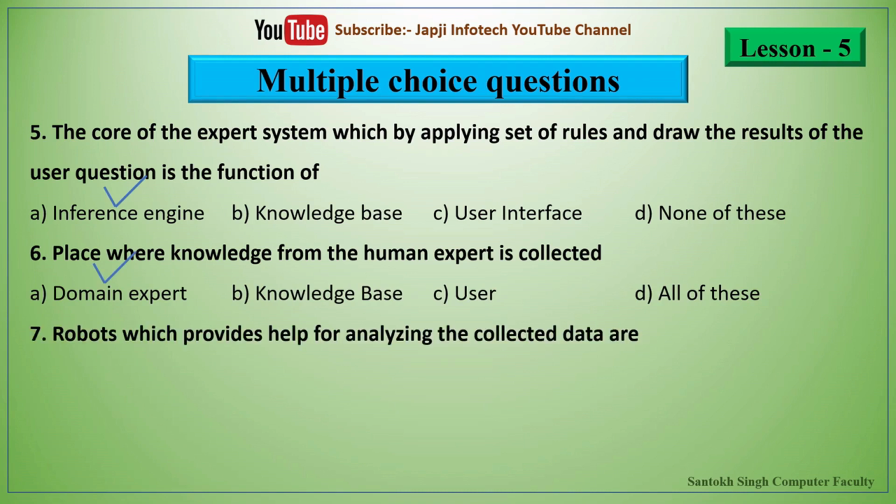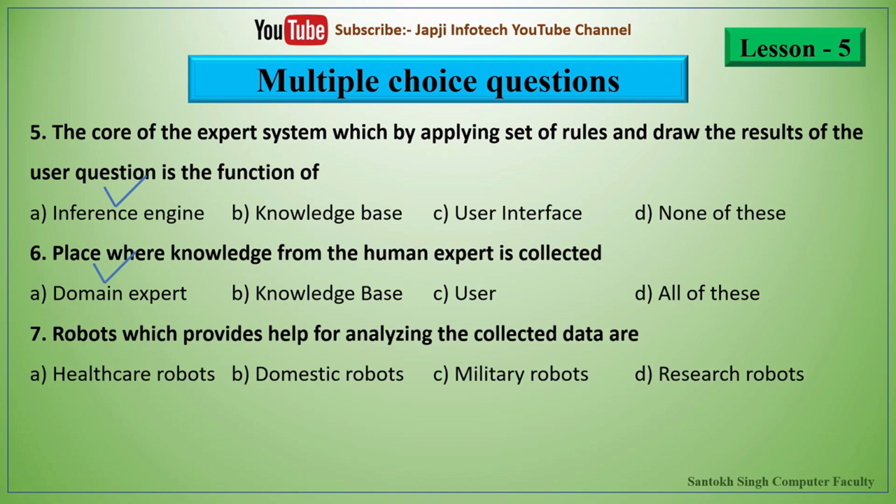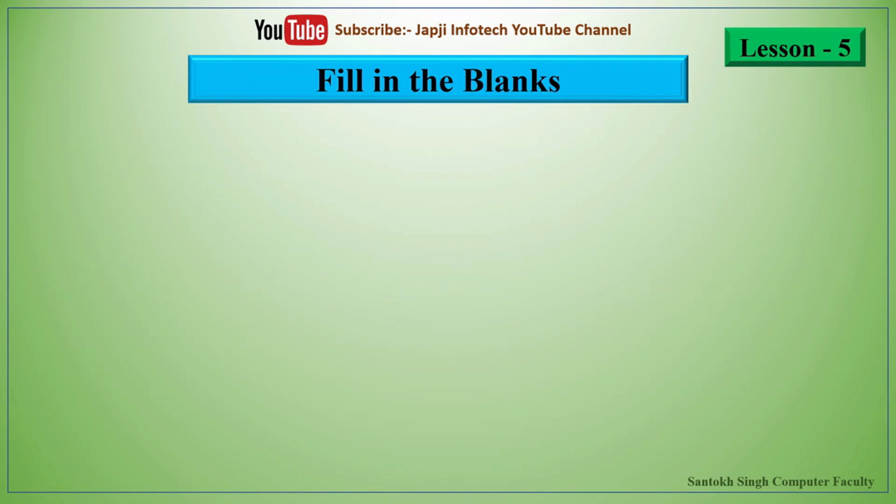And the seventh one is, robots which provide help for analyzing the collected data are, and the options are healthcare robot, domestic robot, military robot, or research robot. And the right answer is the robots which provide help for analyzing the collected data are called research robots.